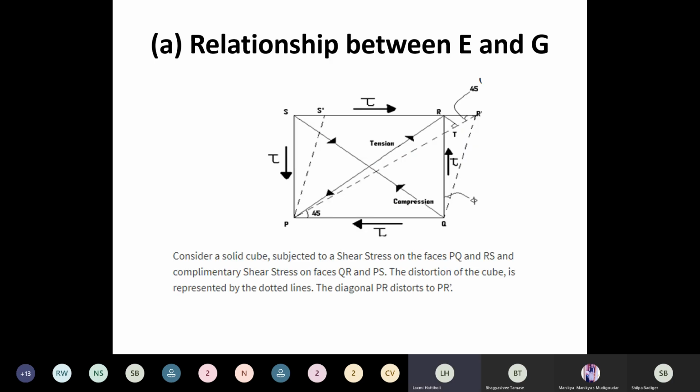Okay, now we shall study the relationship between E, G and K. Have you understood all the four elastic constants? Shall I go for the relationships now? Okay, fine. Yes. Okay.